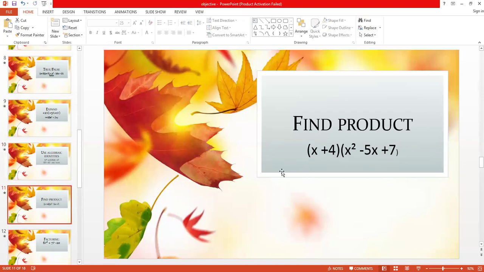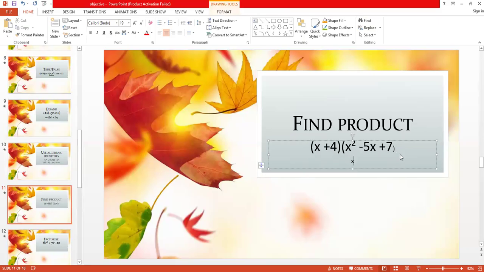Next, find the product. Product means you have to multiply. How we have to multiply, I will tell you. You have to break the first bracket, and then you have to write the second as it is. What is the first bracket? That is x. You have to write the second bracket as it is. That is this one.